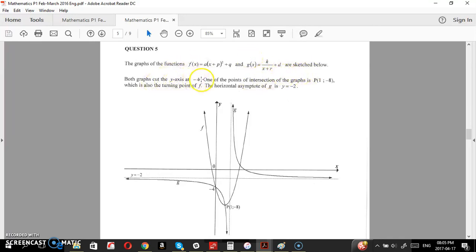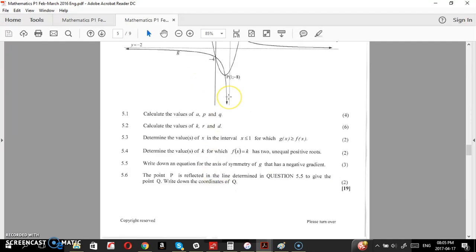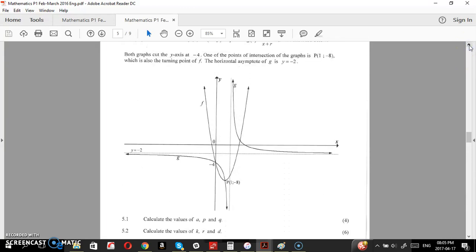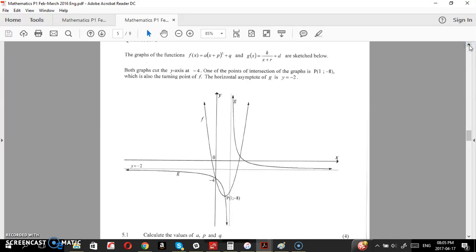Both graphs cut the y-axis at -4, as you can see. That wasn't supposed to happen. Let's just scroll back up. One of the points of intersection of the graphs is P(1; -8), which is also the turning point of f. The horizontal asymptote of g is y is equal to -2.